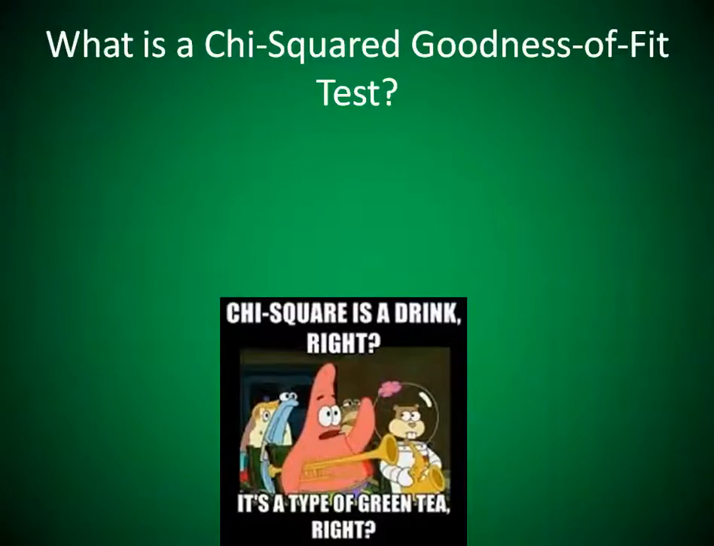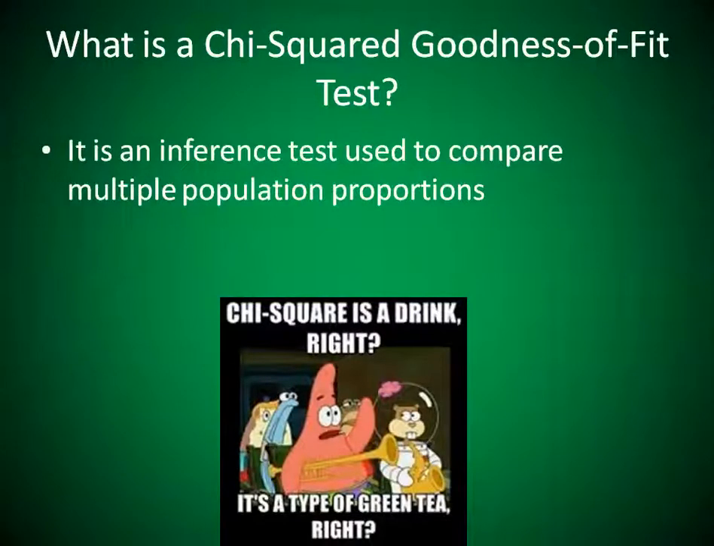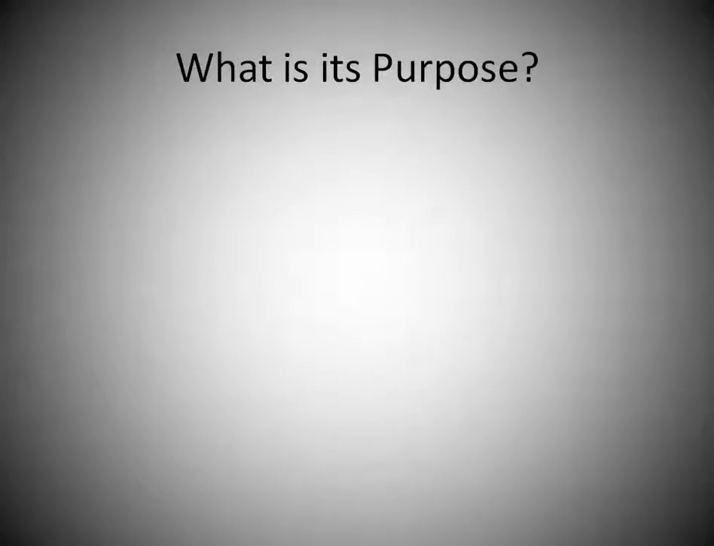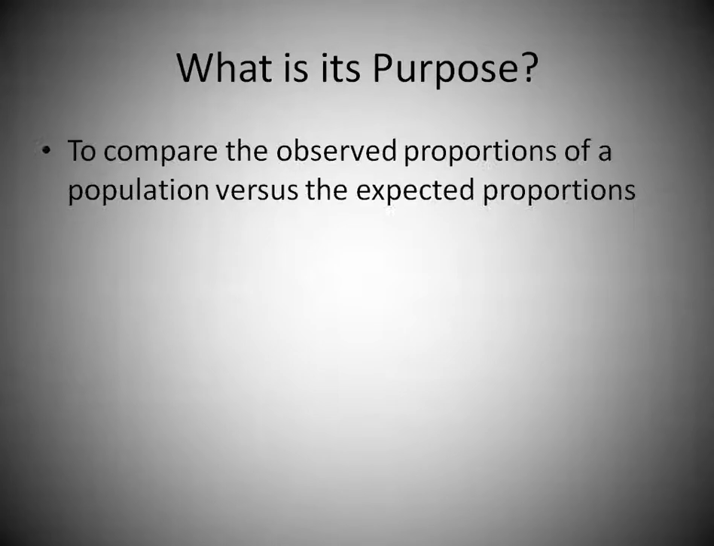What is the chi-squared goodness of fit test? It is an inference test used to compare multiple population proportions. It determines whether a population has a certain hypothesized distribution or not. What is its purpose? To compare the observed proportions of a population versus the expected proportions.